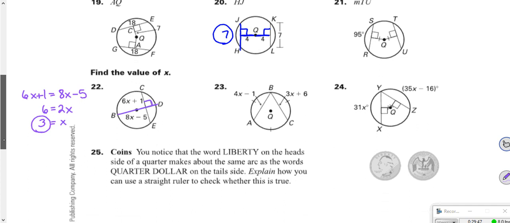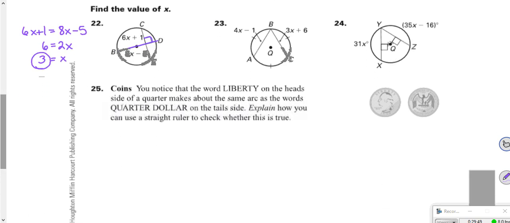And number 25, you notice that the word liberty, that's this word right here, on the head side of a quarter makes the same arc as the words quarter dollar on the tail side. Explain how you can use a straight ruler to check this is true. So here's the quarter dollar down here. Actually, let me highlight the arc. So we're talking about this arc and we're talking about this arc.